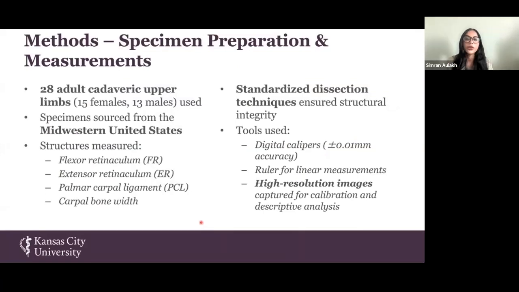So for our study, we used 28 adult cadaver upper limbs. We had 15 females, 13 males, and they were all donors from the Midwest. We specifically focused on measuring the flexor and extensor retinacula, the palmar carpal ligament, and the carpal bone width. Everything was dissected using a standardized technique to make sure that we preserve the anatomy exactly as it is in the body. And then we used a digital caliper to measure everything with really high accuracy, down to 0.01 millimeters. And just to make sure our measurements were reliable, we took high resolution images of each dissection, and those were also used for calibration and to help run the descriptive statistics accurately.